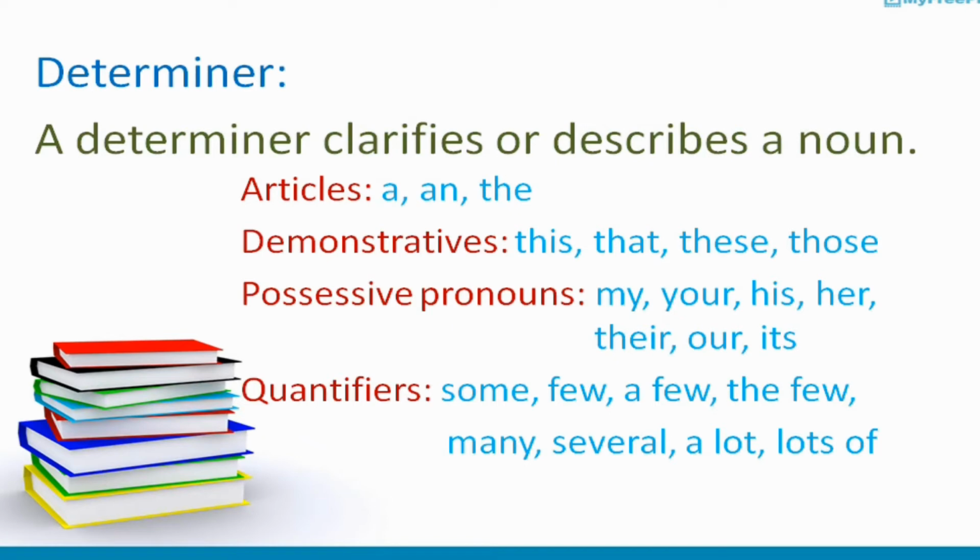Determiner. A determiner clarifies or describes a noun. In determiners, we have articles, demonstratives, possessive pronouns, and quantifiers. In articles, we have a, an, the. In demonstratives, we have this, that, these, those. In possessive pronouns, we have my, your, his, her, their, our, its. And in quantifiers, we have some, few, a few, the few, many, several, a lot, lots of.